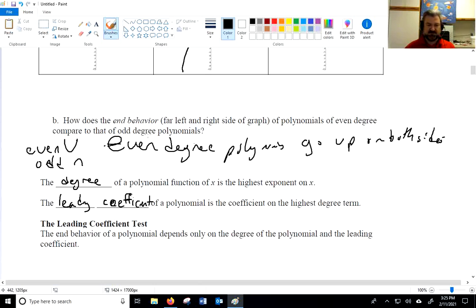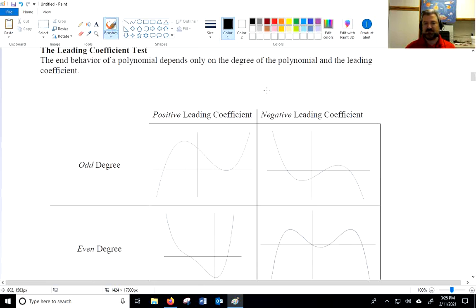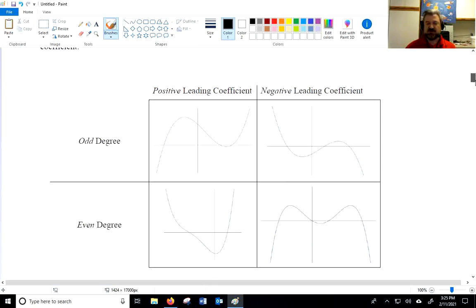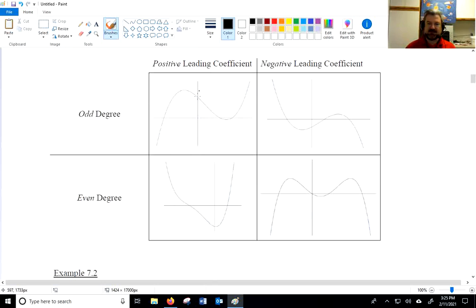So the leading coefficient test: the end behavior of a polynomial depends only on the degree of the polynomial and the leading coefficient. I say end behavior because what's happening near the y-axis in the middle, we don't know. But I do know that if it's a positive graph, then the even degrees are going to end up being like a parabola opening up and up. But an odd degree is going to go down on the negative side and up on the positive side.